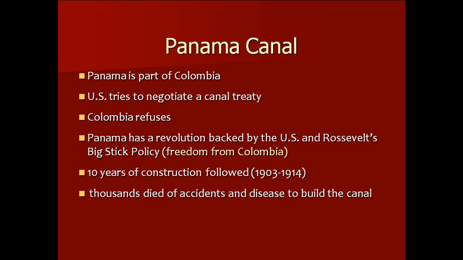After Panama gains its independence, the canal is built. It takes 10 years to build, from 1903 to 1914. And of course it is an amazing engineering feat, but results in thousands of deaths from accident and disease.